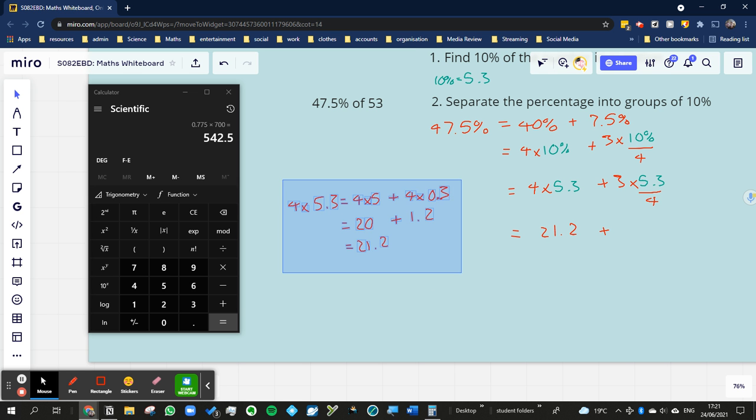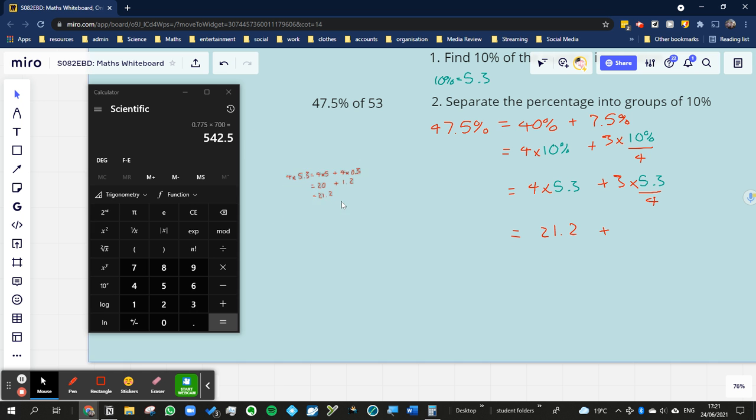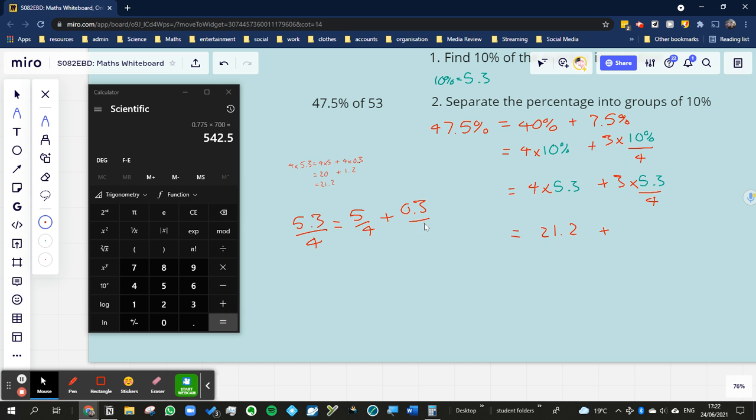I'm going to group that and shrink it. So now we're going to do 5.3 over 4, and then we need to times it by 3 afterwards. So 5.3 divided by 4 is the same as 5 over 4 plus 0.3 over 4. So what's 5 over 4? I'm going to really break this down so you can see what I'm doing. 5 over 4 is going to be 4 over 4 plus 1 over 4. And then you've got the original 0.3 over 4. Let's do that one now.